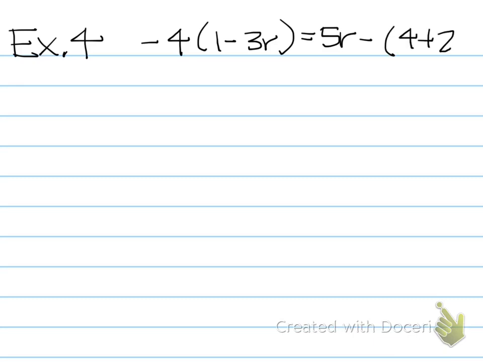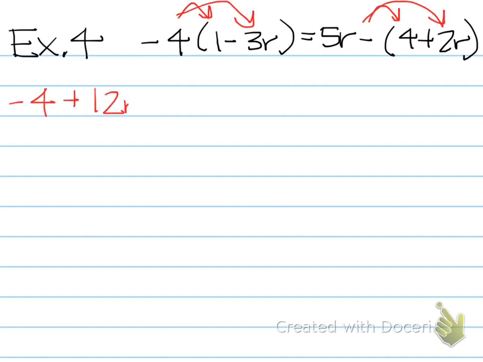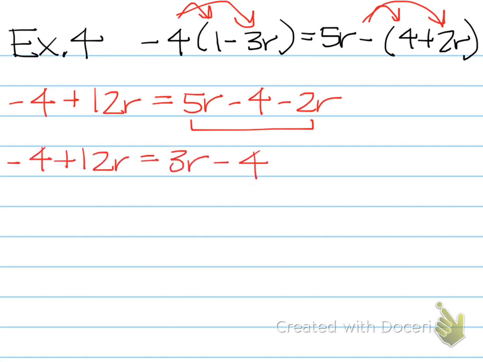In the last example, we want to start by distributing the negative 4 to everything in the first set of parentheses. Then we're going to distribute the negative 1 to everything in the right parentheses. We'll get the following equation. We want to combine the like terms on the right side of the equation. When we combine the two r's on the right side of the equation, we'll get the following. And then we want to get our variable on the same side of the equation by subtracting 3r from both sides. When I subtract 3r from both sides, I'll get negative 4 plus 9r equals negative 4.